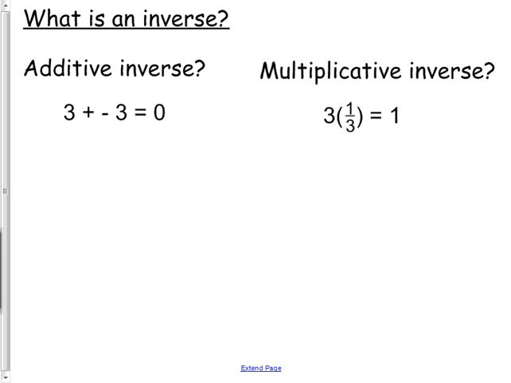Okay, what's an inverse? The additive inverse is like opposites. You take 3 and you add negative 3 and you get 0. Inverses are things that are like opposites, where you add them, you get 0. A multiplicative inverse is like a reciprocal, and when you multiply the two things together, you get 1.